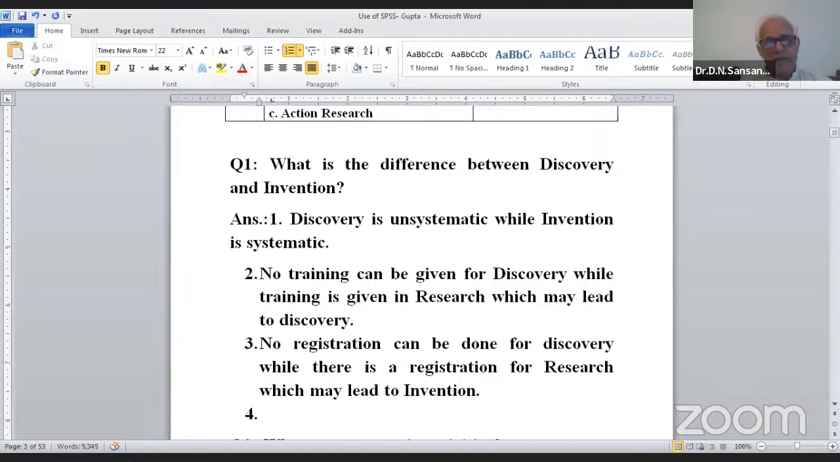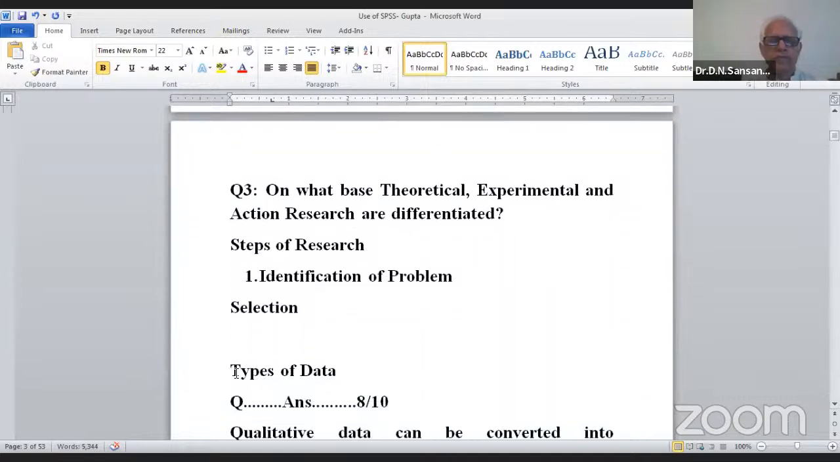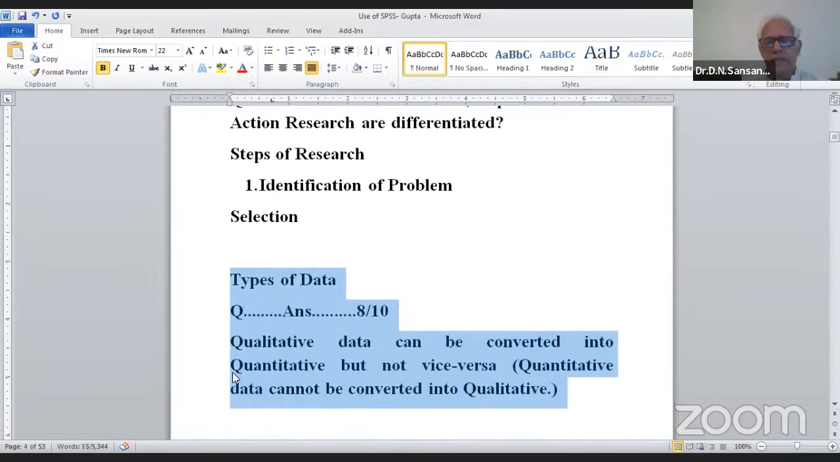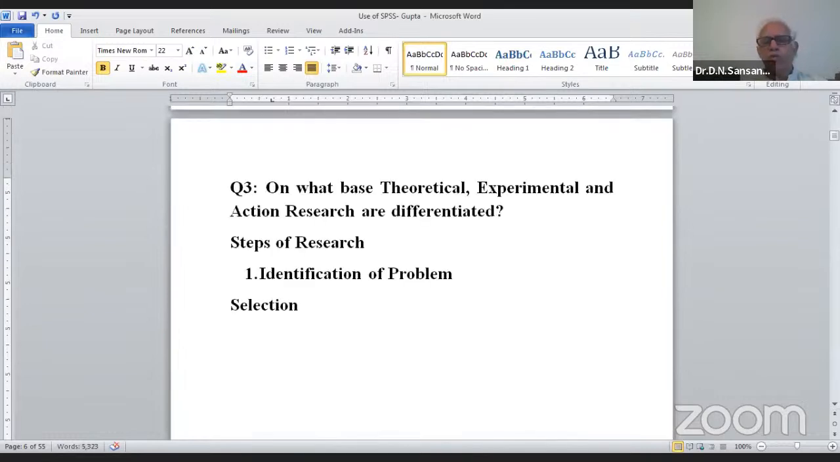So these are some of the differences between the discovery and the invention. And my dear friend, if you will not do research, then there are no chances of invention. So therefore, these are some of the differences. Any question you want to ask? Then I will proceed further. And if there is no question, then we go ahead.